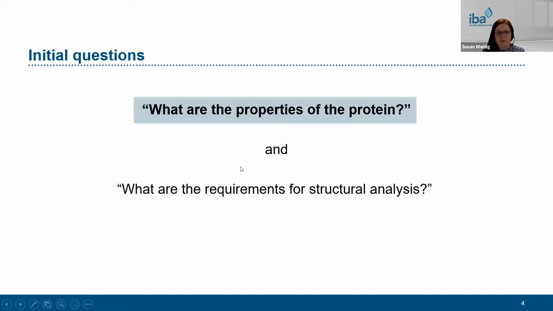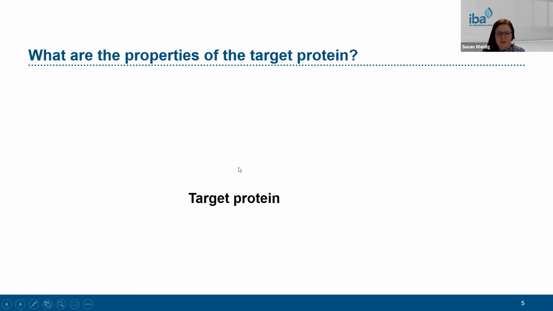So let's start with the first question. What are the properties of the protein? Your protein has several properties. One of the properties which can be easily answered is from which organism the target protein originates. That could be, for example, a bacterium, viruses, or mouse, or something else.